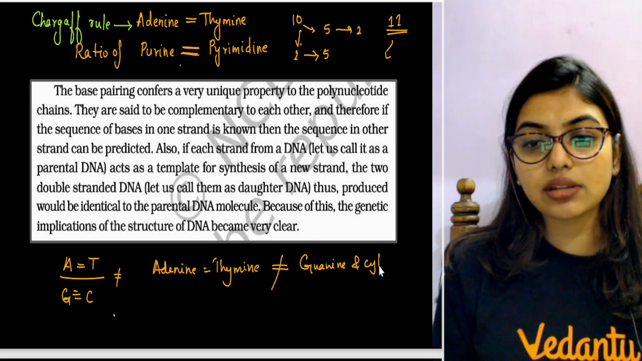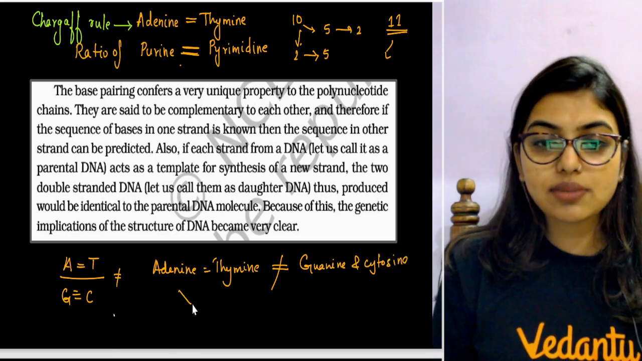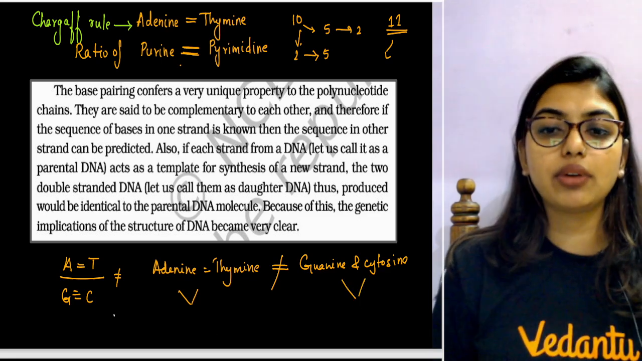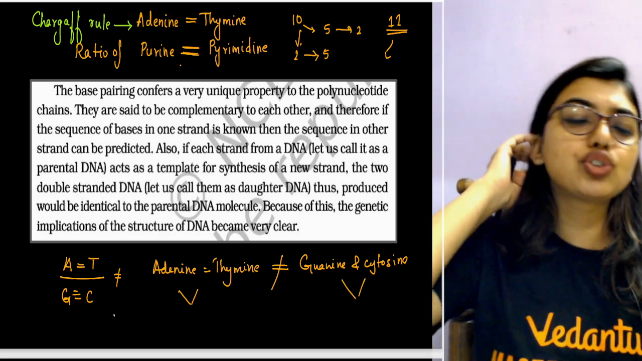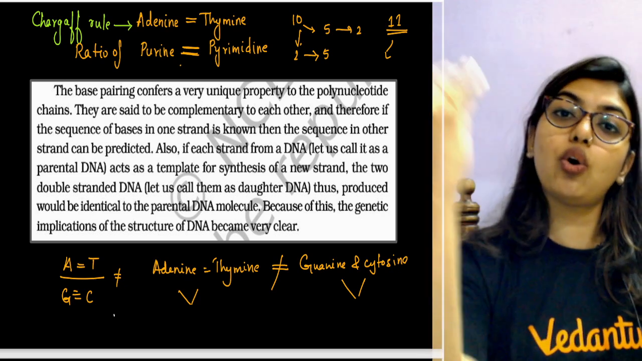Guanine and cytosine. Yes or no? Why should these two be same? Okay, this is one pair, this is another pair. Do these pairs have to be same? Not required. Many students have this notion that adenine and thymine are equal, guanine and cytosine are equal, so these all will be in same number.